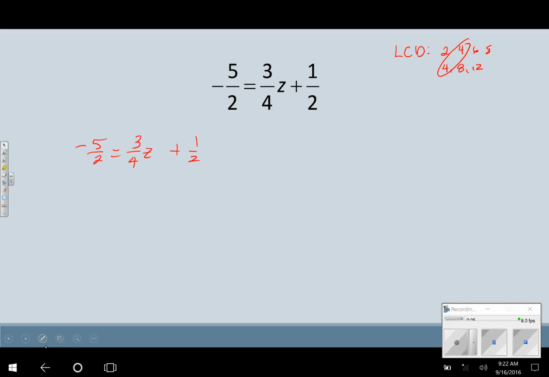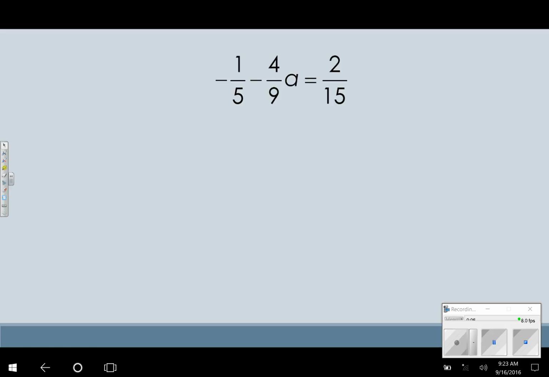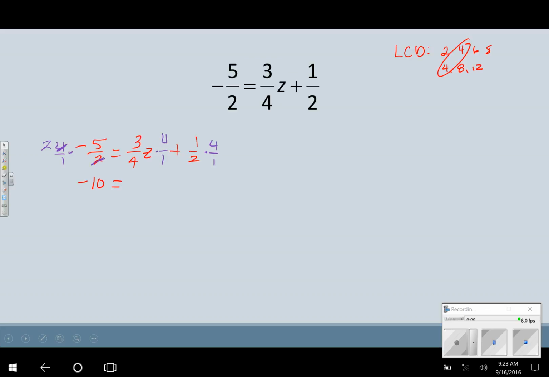So what I can do is I can multiply everything in this equation by 4, or 4 over 1. I'm going to get rid of the fractions. So 2 goes into 4 twice, and 2 times -5 is -10. 4 goes into 4, it just cancels out, so that leaves me with 3z. And then 2 goes into 4 twice, so that leaves me with 2.